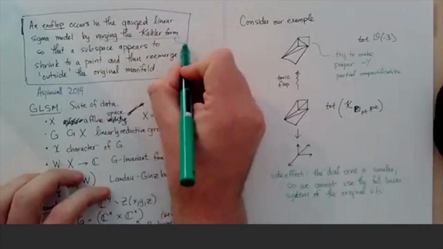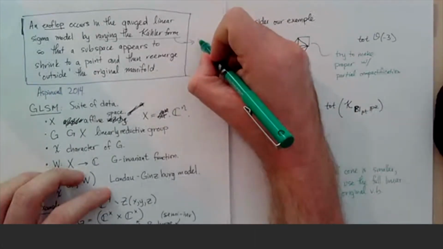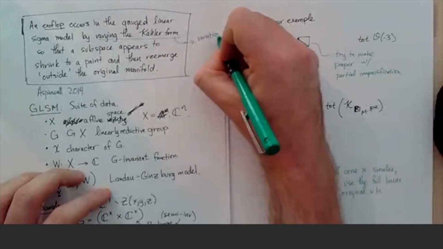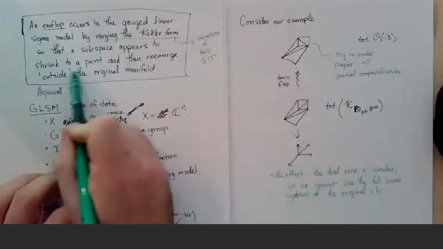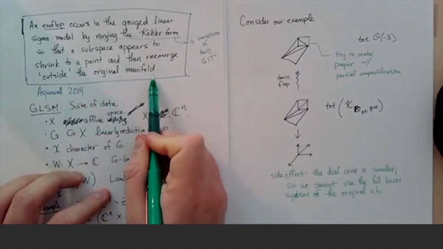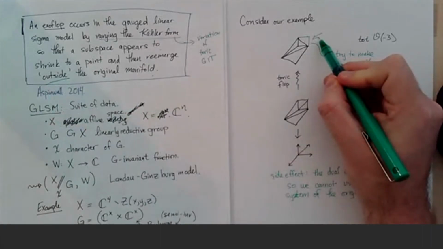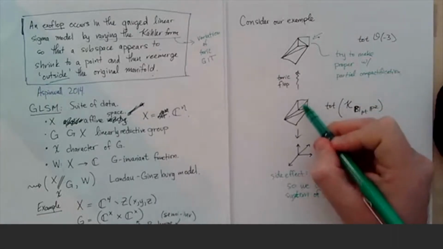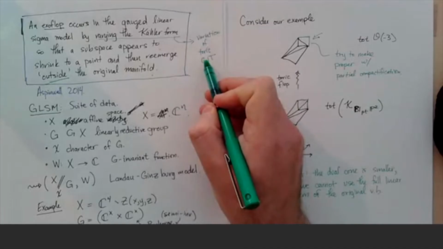So what that means is that you're changing the choice of maximal cone in the secondary fan. So this is some variation of GIT, of toric GIT, so that a subspace appears to shrink to a point and reemerge outside the original manifold. So this outside really means this partial compactification. And then the shrink to a point and reemerge outside really means this toric flop through the secondary fan choice of cone.